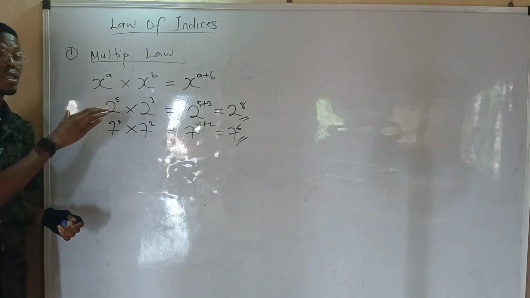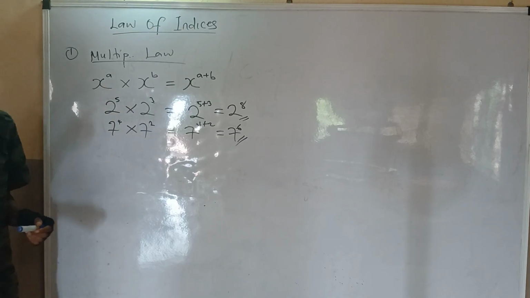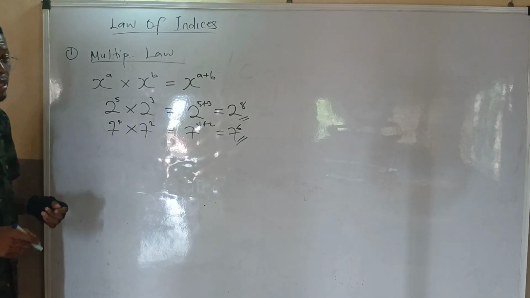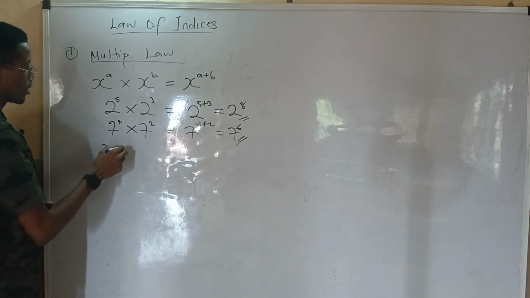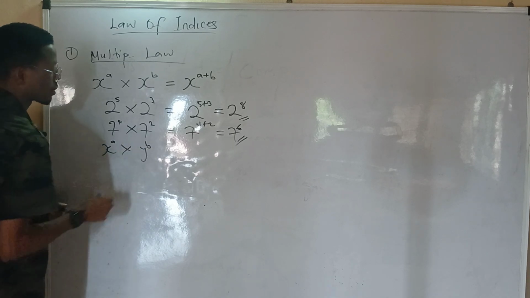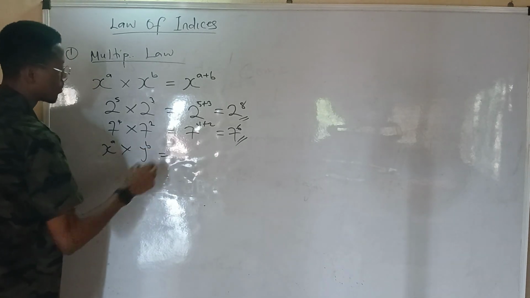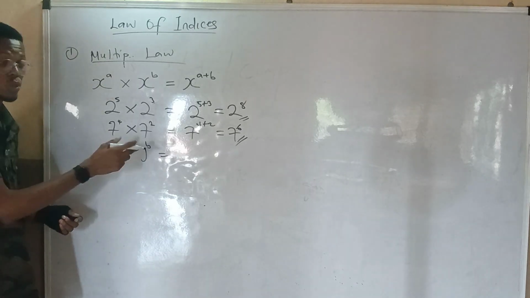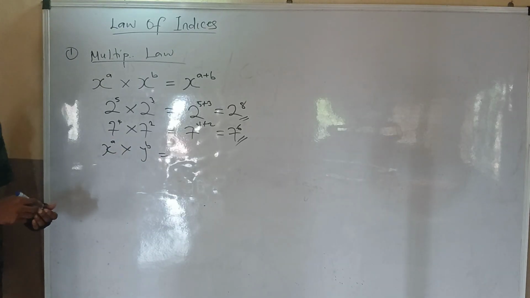When we have a common base, what happens to the power? The powers are added together. But if the bases are not the same, let's say we have two different bases, x multiplied by y, where x has the power of a and y has the power of b, then you cannot add up the powers together, right? Because the bases are not the same.